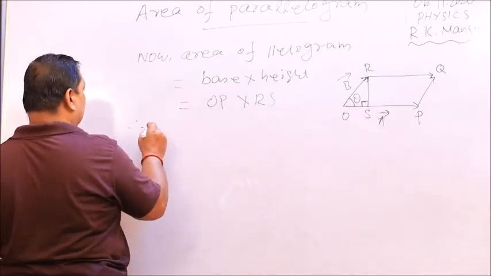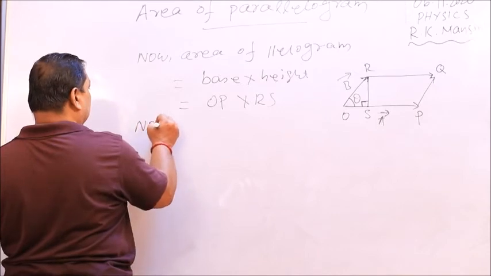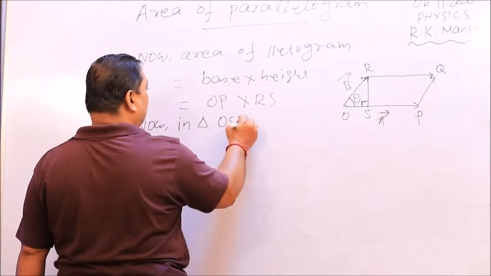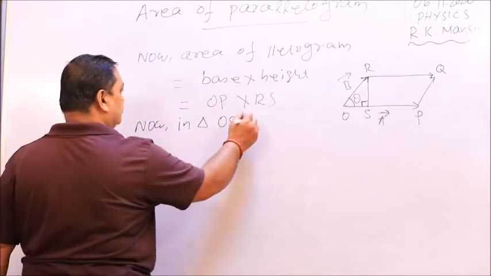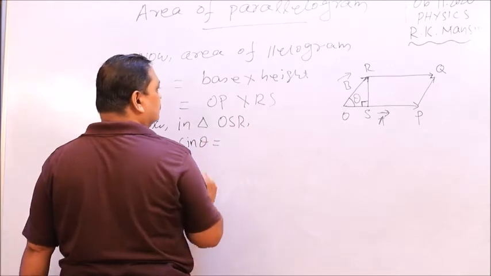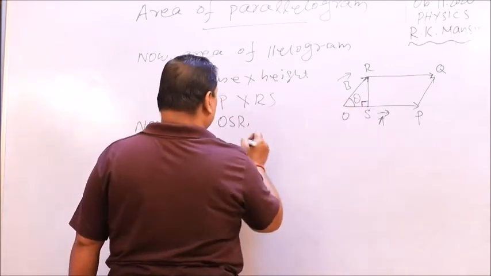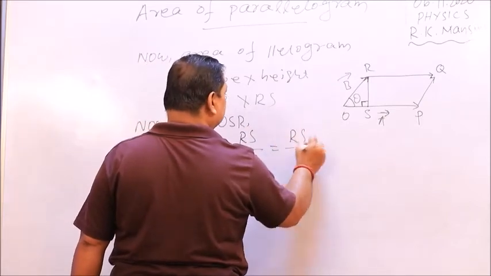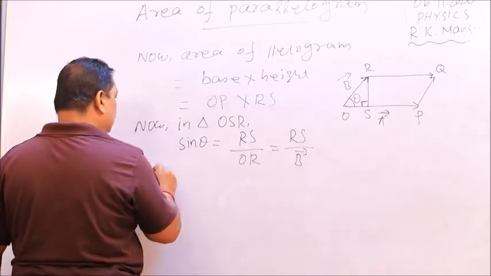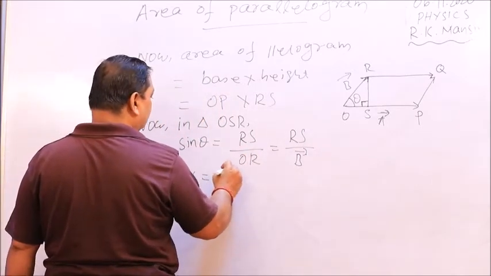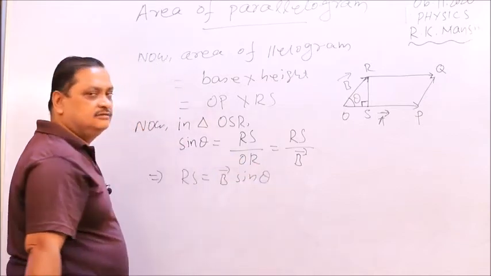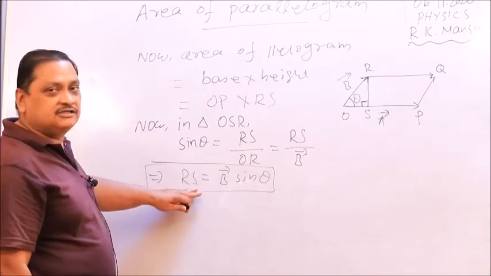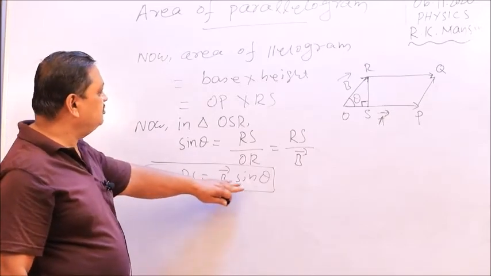So therefore, now in triangle OSR, that is a right angle triangle, sin theta equal to P by H, RS by OR, this is RS by vector B, implying RS equal to vector B sin theta. So the value of RS was unknown and it has been found: RS equal to B sin theta.